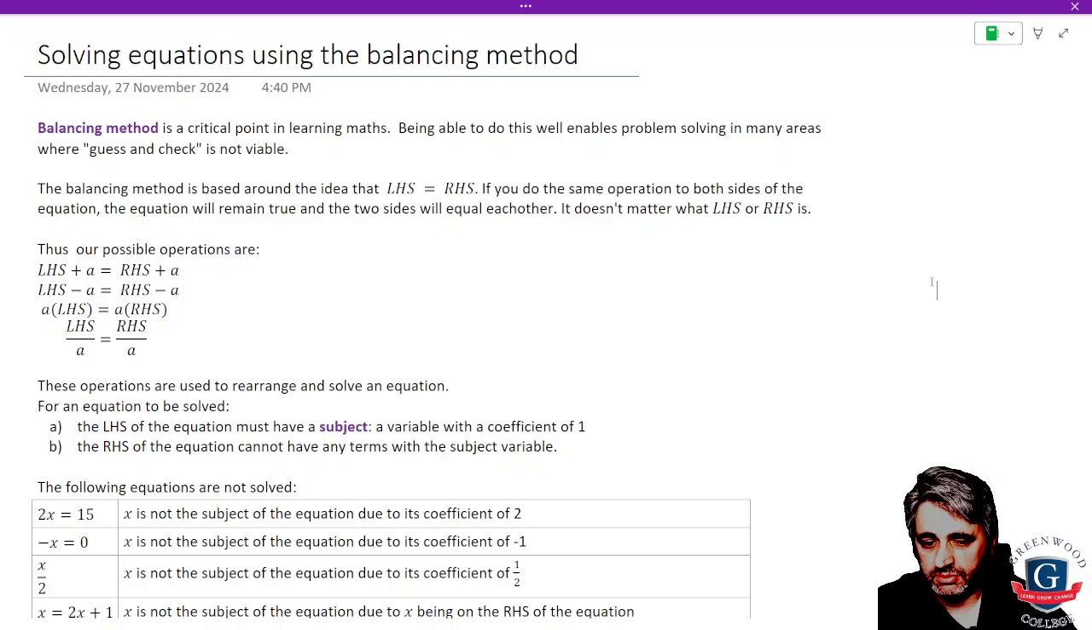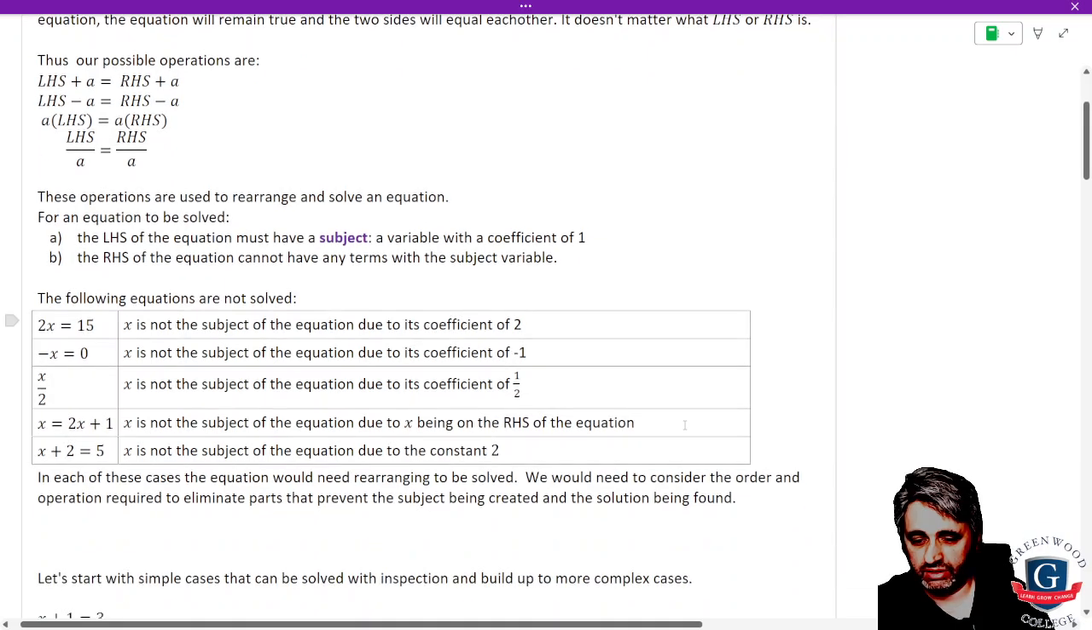So to actually perform the balancing method and solve an equation, we have to make the left-hand side the subject on its own. So just a variable with a coefficient of 1, so no numbers in front of it. And the right-hand side of the equation can't have any of the unknown that we're trying to solve. So here are some examples where the balancing method hasn't finished and we haven't really solved the equation. We have 2x equals 15.